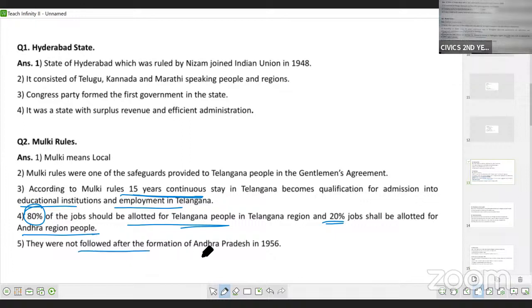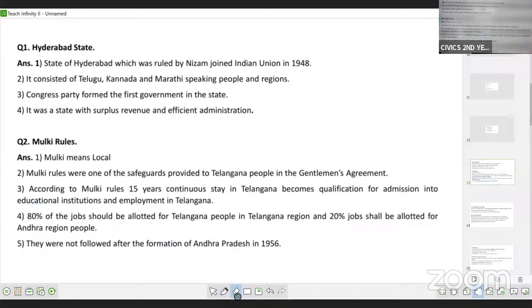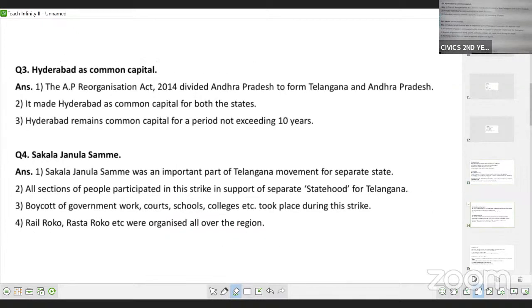Not followed after the formation of Andhra Pradesh in 1956. So, after signing the gentleman's agreement on 1st November 1956, Andhra Pradesh was formed, but this Mulki rule was not followed. I hope I am clear with the Mulki rule. Next is, see, Hyderabad as common capital.